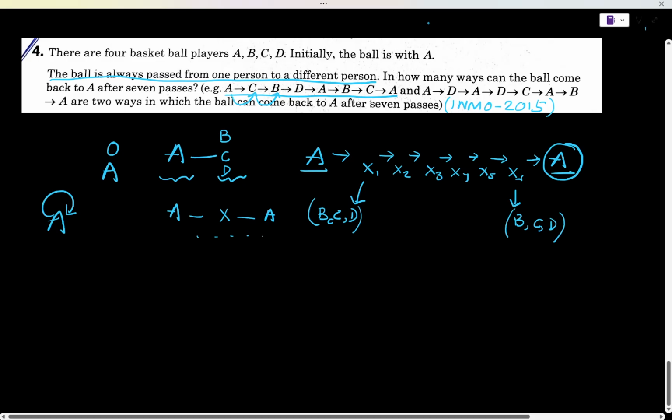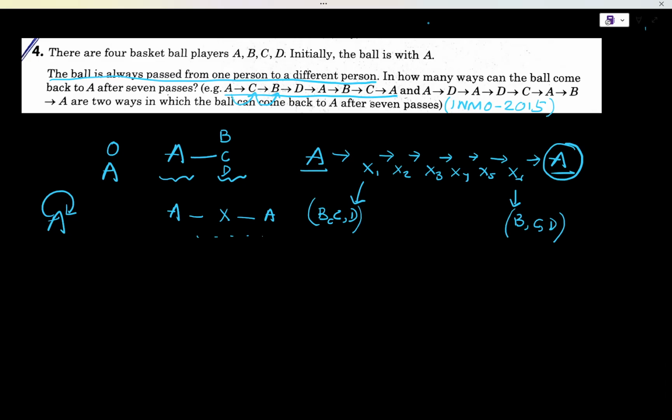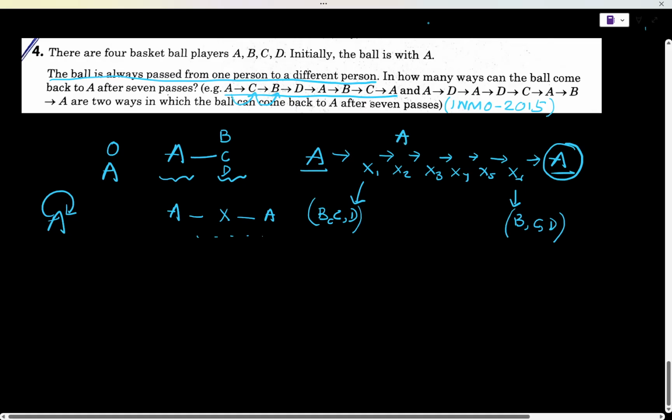Right. Now, if that is so, where can we place A? If I wanted to think about where I can place A, because if you think about it, B, C, D can be placed in between. There is no such restriction on B, C, D as there is on A, because we have to pass it to a different person. Now, where can I place A? Can I place A here? Of course, I can place A here. But if I place A here, I cannot place A here.